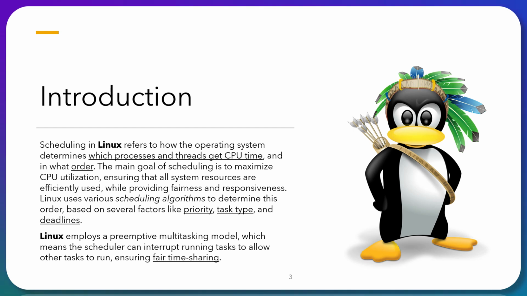Scheduling in Linux determines which process gets access to the CPU and for how long. This is critical for performance, fairness, and responsiveness. Linux uses preemptive multitasking, meaning it can pause a process even if it's not done, in order to switch to another task that may be more urgent. The goal is to keep all system resources utilized effectively, while also avoiding starvation or bottlenecks. The scheduler uses algorithms that factor in process priority, task type, and sometimes even deadlines to decide which process runs next.